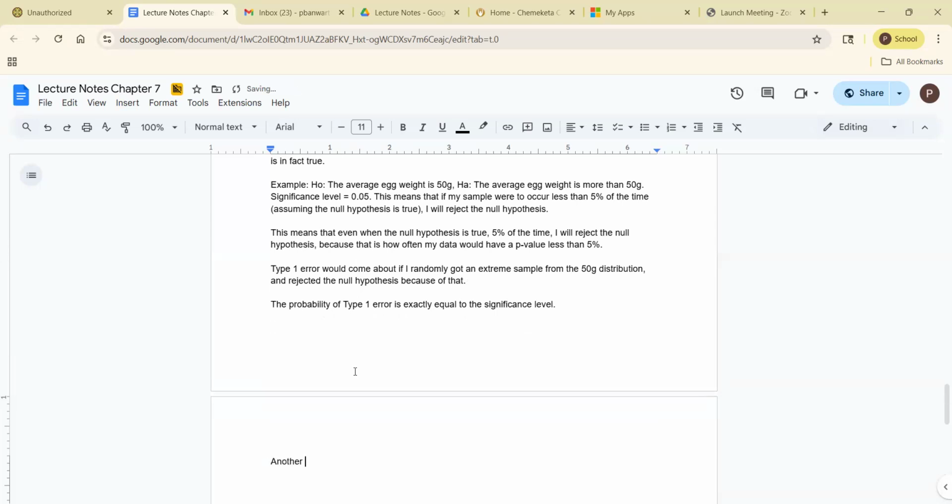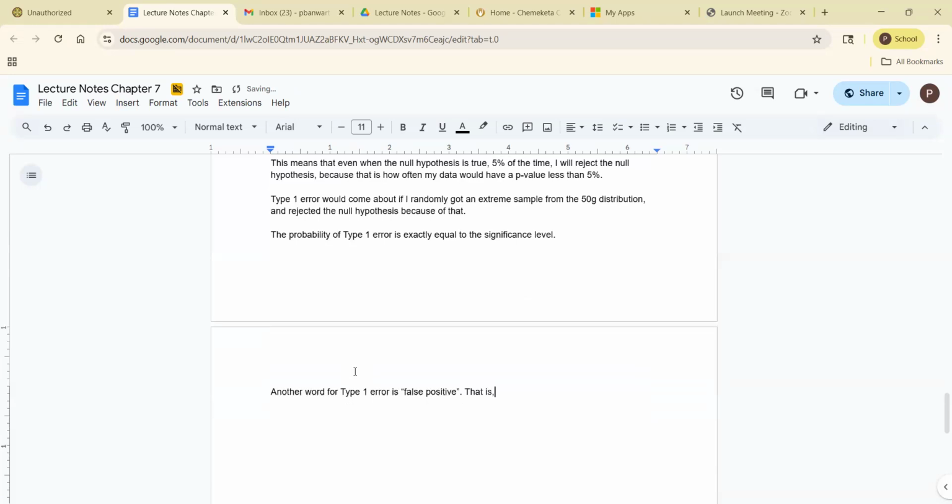Another word for type 1 error is false positive. That is, my sample seemed like strong positive evidence for rejecting the null hypothesis, but my sample actually still fits the null hypothesis. It just is unlikely.